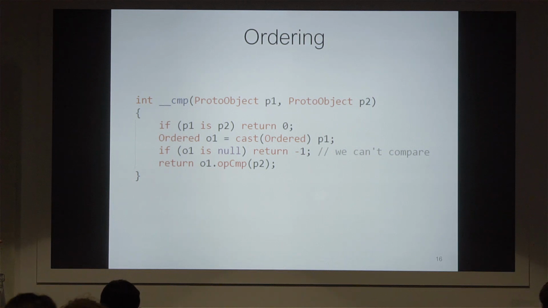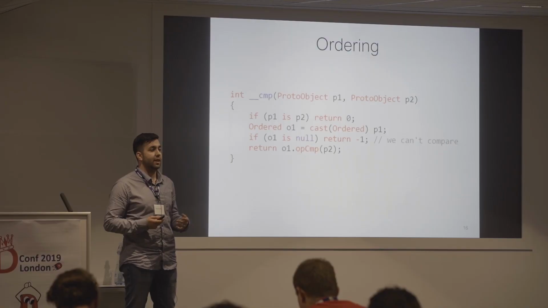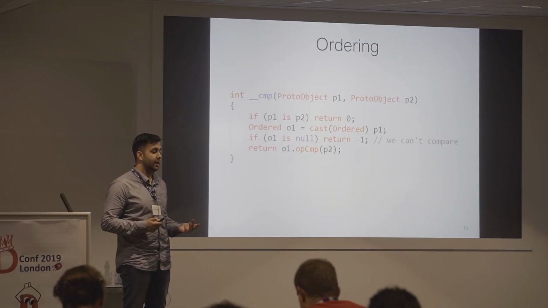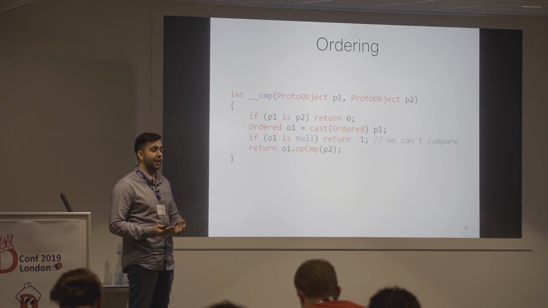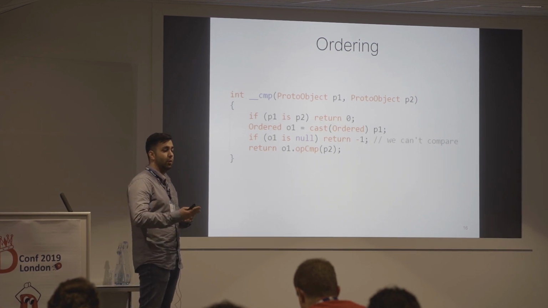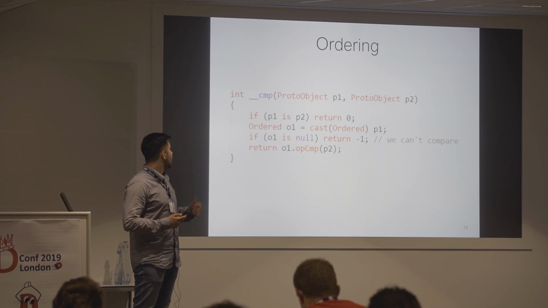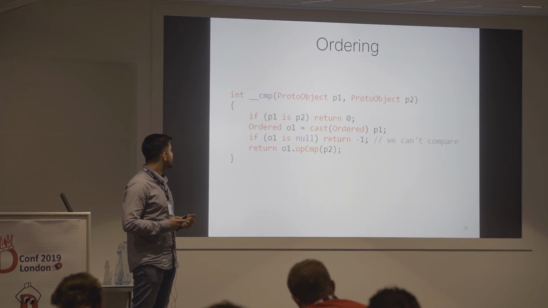Well, the first step is to check if it's about the same object, and then we're done. If not, then we're going to have to do a dynamic cast to an ordered interface, and then leave it to the dynamic dispatch, then to a call to opCompare, and the argument is a proto object.